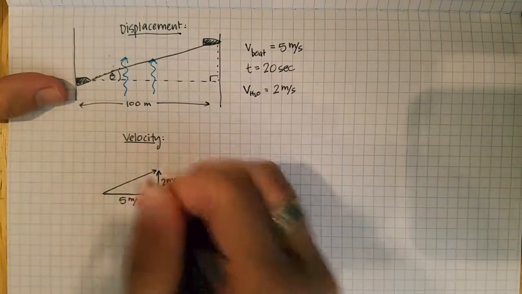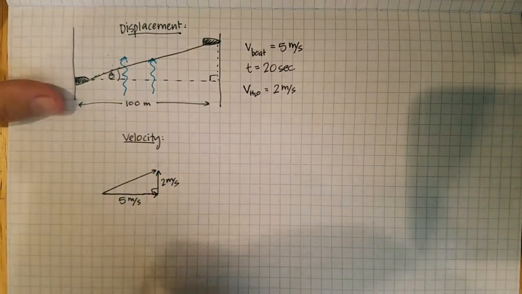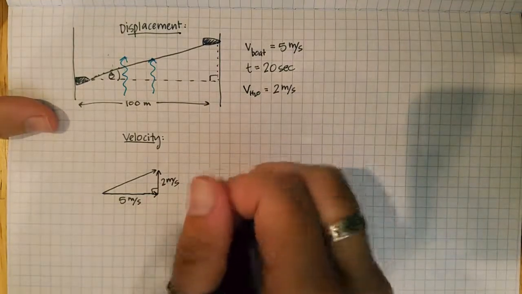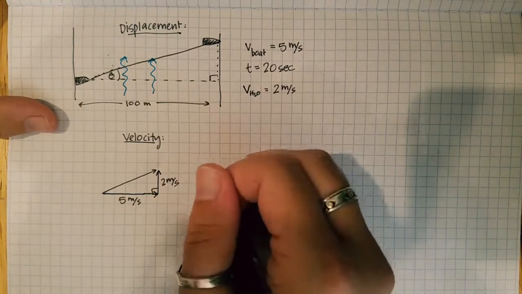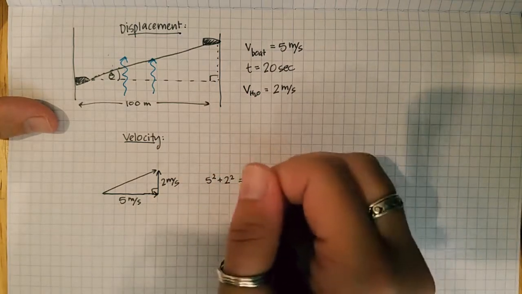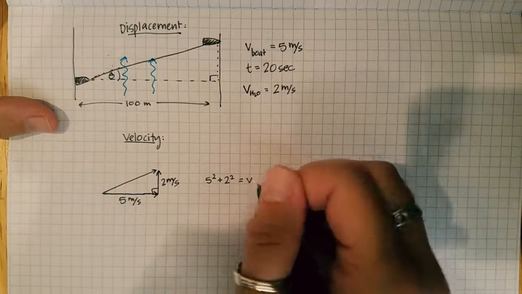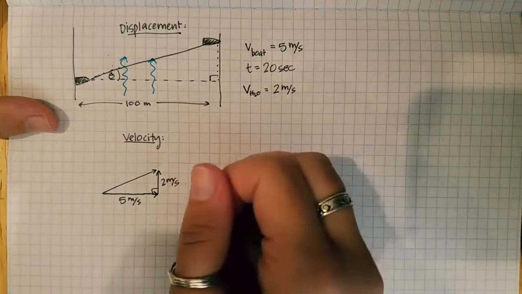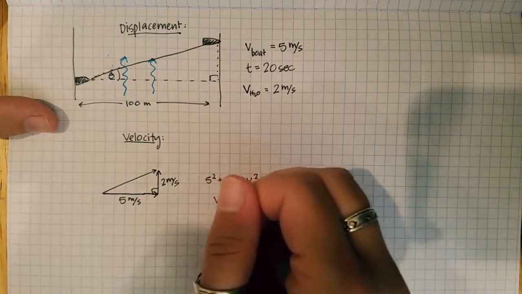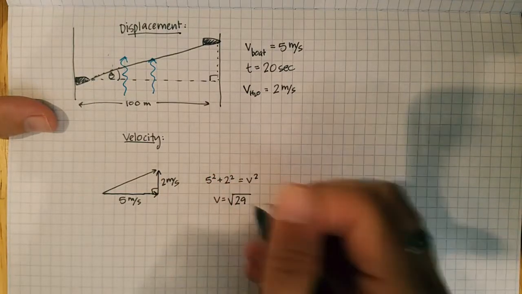So how fast does he actually go is just another right triangle problem. So he must go this fast. That's how we add vectors from the very beginning of the year. So I can do a quick Pythagorean theorem here: 5 squared plus 2 squared equals this actual velocity squared. And so 25 plus 4 is 29. So the speed he goes must be the square root of 29.